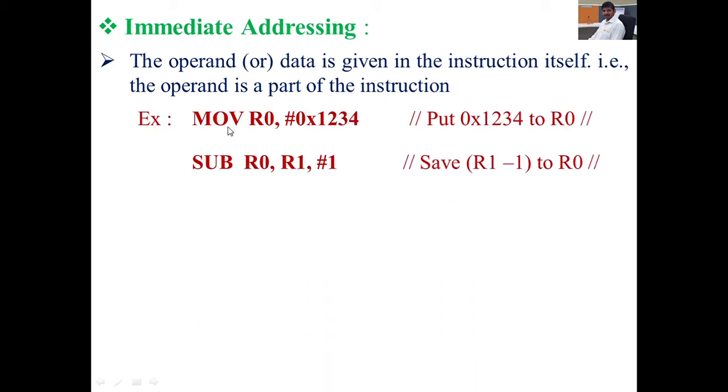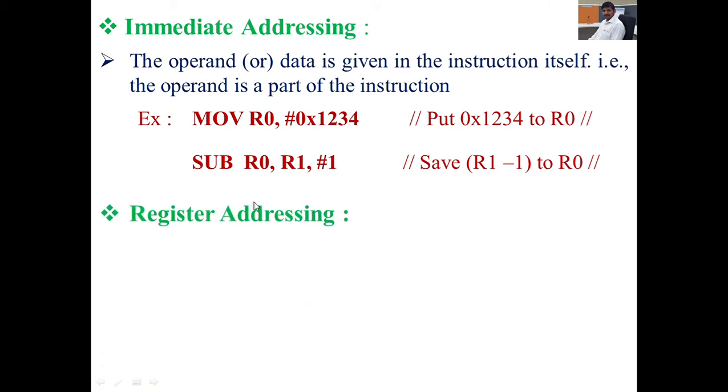Example, MOV R0, #0x1234. This hash indicates that the number is an immediate value. So here we are moving this immediate value into the R0 register. In this instruction, first we are subtracting the immediate value 1 from the register R1 content and storing the result into the R0 register.